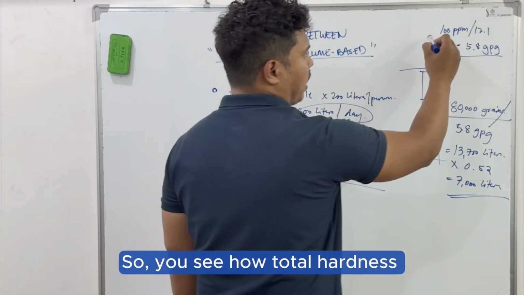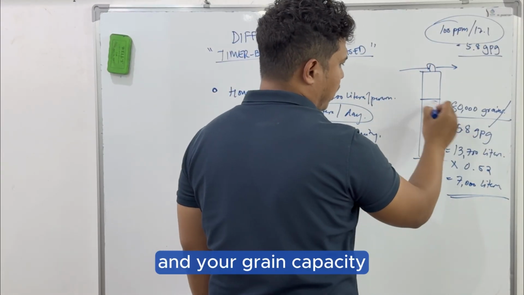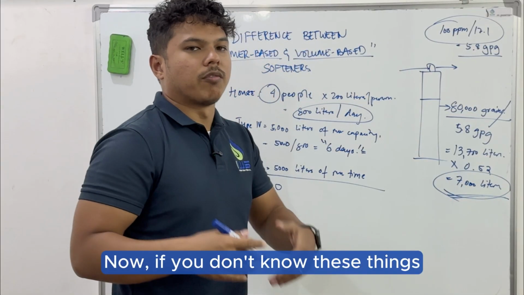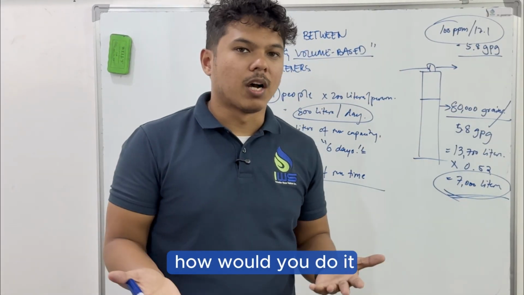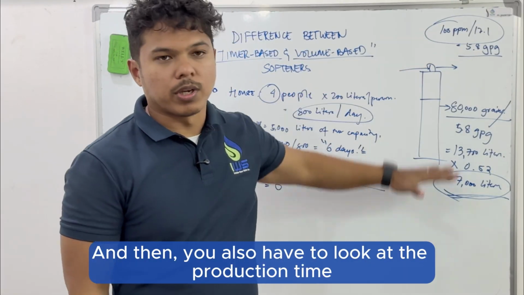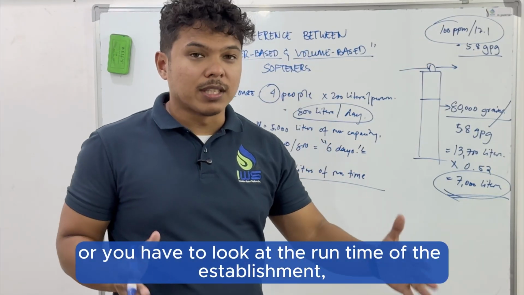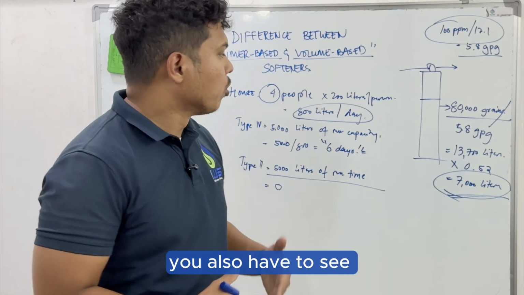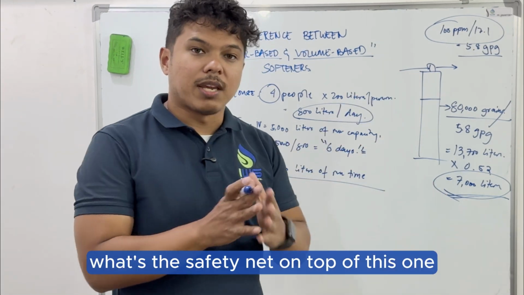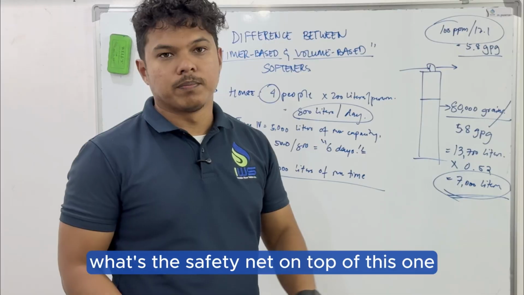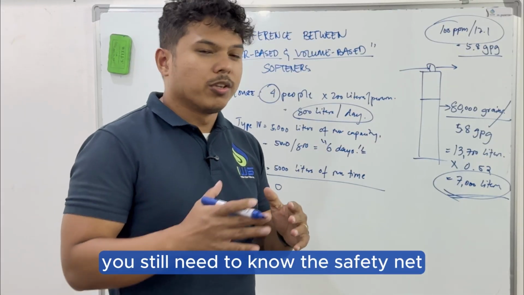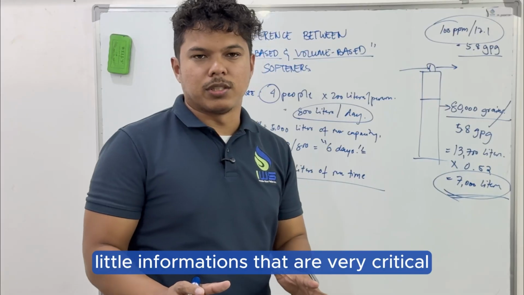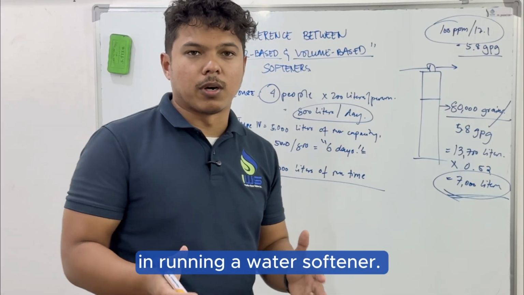Okay, so you see how total hardness and your grain capacity will alter your final number. Now, if you don't know these things, how would you do it, right? And then you also have to look at the production time, or you have to look at the runtime of the establishment, commercial. Usually if it's commercial, you also have to see what's the safety net on top of this one. You still need to know the safety net. You need to know how much salt you're going to use.